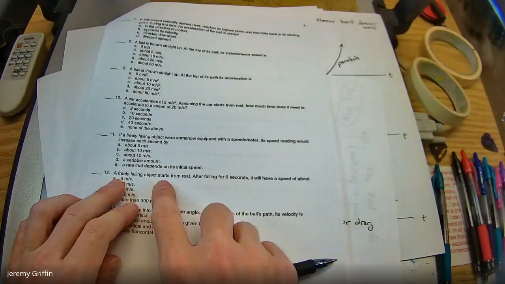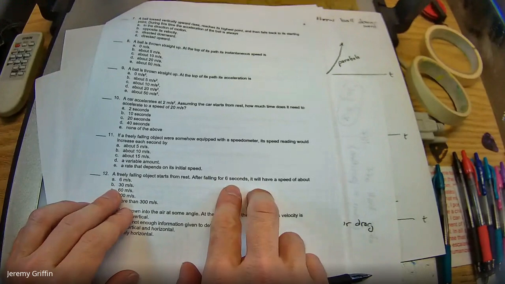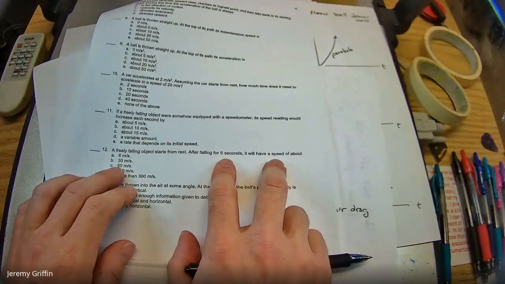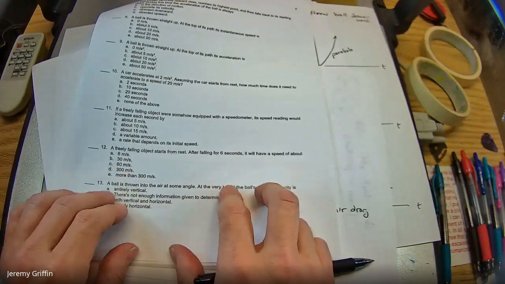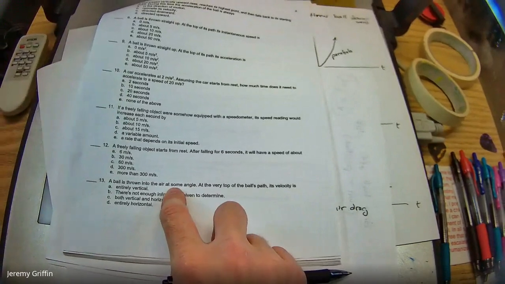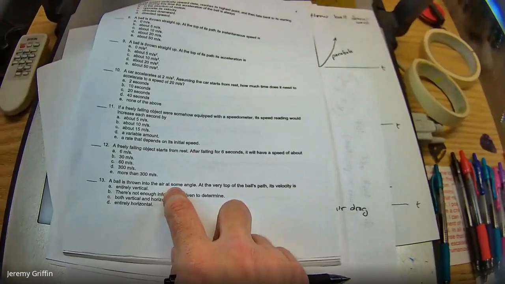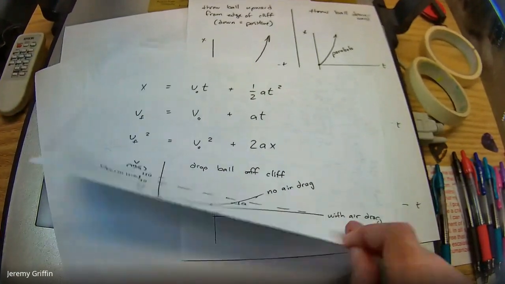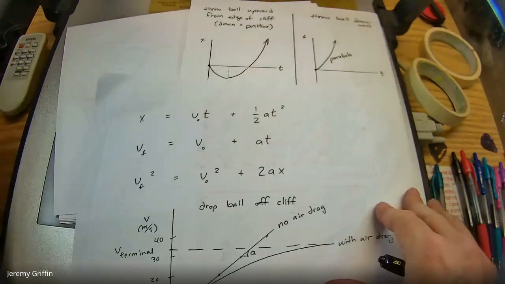A freely falling object starts from rest. After falling for 6 seconds, it will pick up a speed of 60 meters per second. Right? 6 times 10 is 60. Wait, hold on. Actually, we're getting into the projectiles. Let me make sure I've covered all the linear stuff.